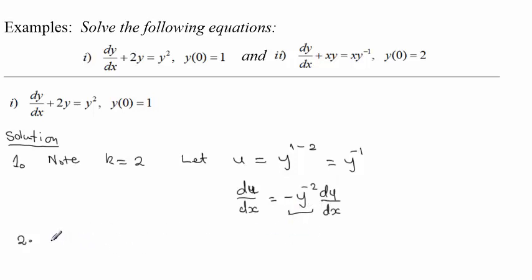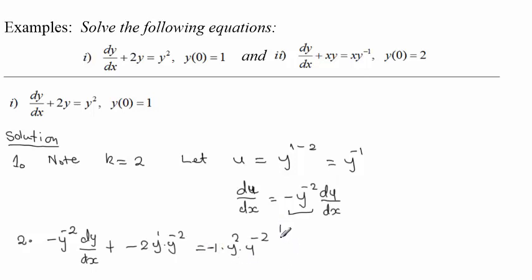Then if we do that, we're going to have, if you multiply by this factor on both sides, minus 1 y to the power minus 2 dy dx plus minus 2 y to the power 1 multiplied by y to the power minus 2 equals, for q, 1 times y to the power 2 times y to the power minus 2 with a minus sign there.